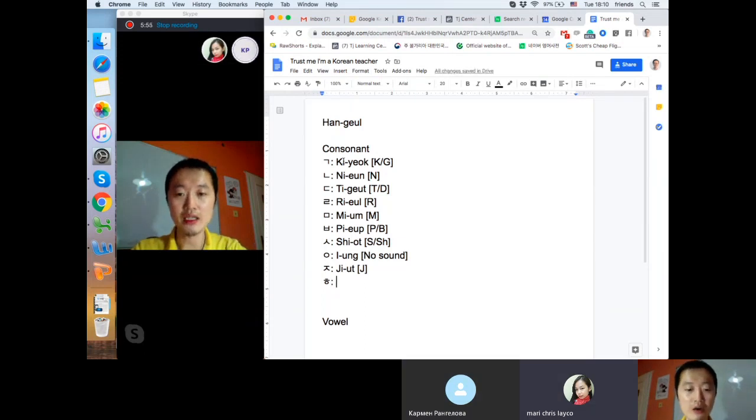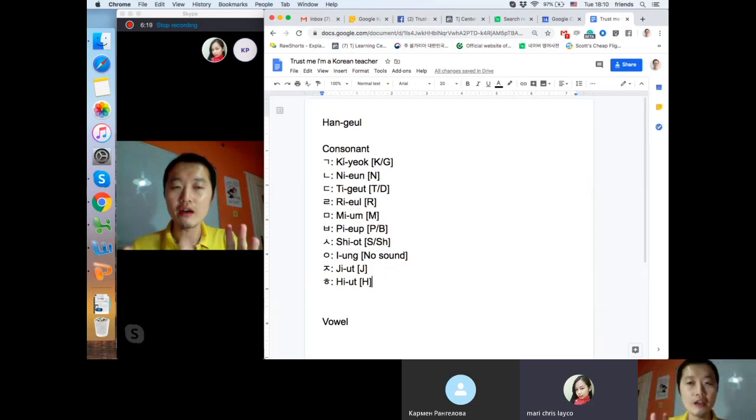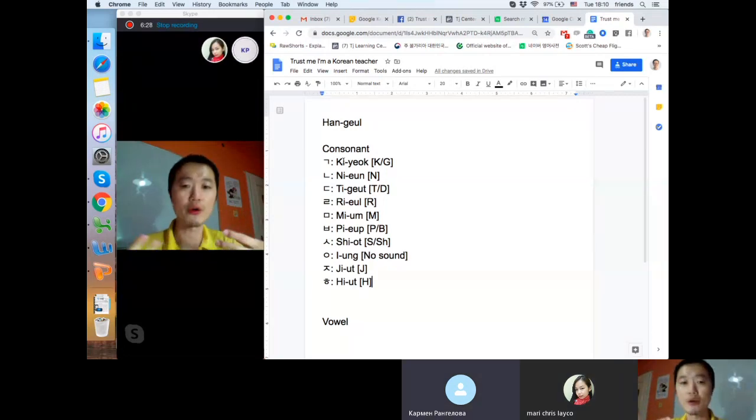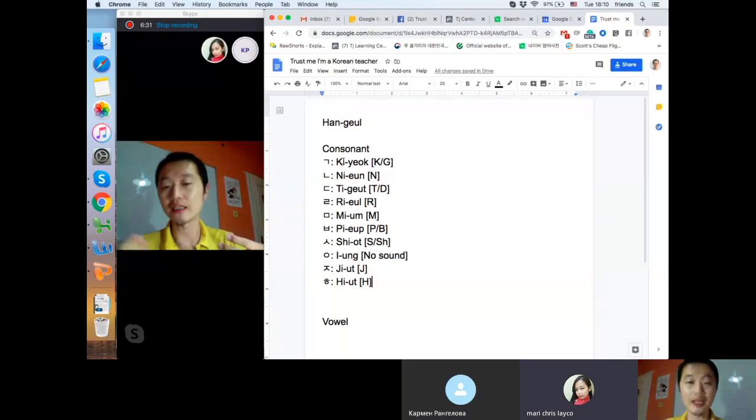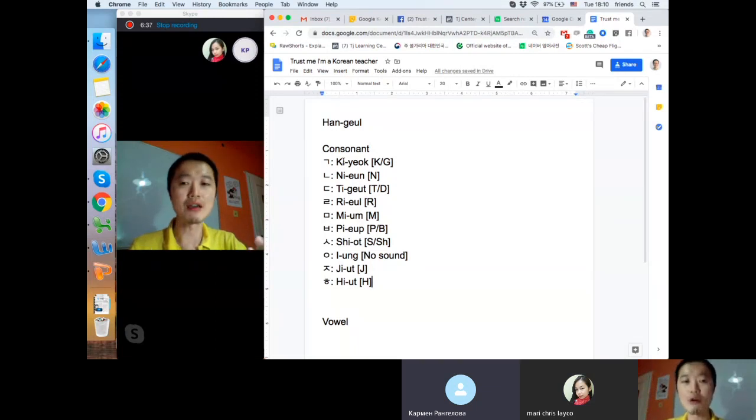The last one is called 키읔, and it is a k sound. So they are the 10 basic consonants, and some of the consonants have two different sounds: 기역 has k or g, 디귿 is t or d, 비읍 is p or b, and 시옷 is s or sh.